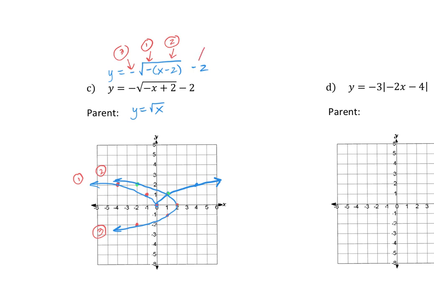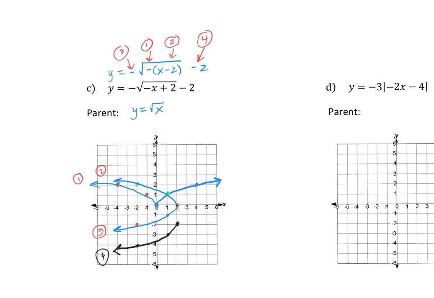The last thing I'm going to do is a -2. So that means I'm going to take this graph and I'm going to shift it down 2. So the -1 becomes a -3, the -2 becomes a -4. All right. And that would be my fourth and final transformation.